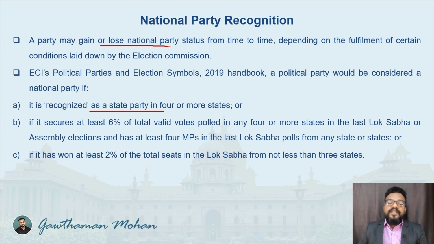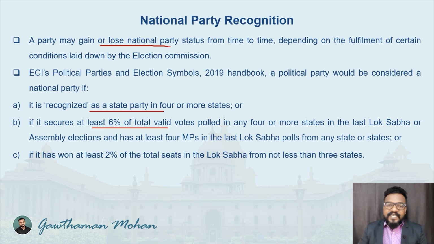Or the second one is if it secures at least 6% of the total valid votes polled in any 4 or more states in the last Lok Sabha or Assembly elections. So very important: in the last Lok Sabha or the Legislative Assembly elections, if a particular party has secured at least 6% of the total valid votes polled in 4 or more states, and if they qualify on that criteria, it can be considered as a national party.